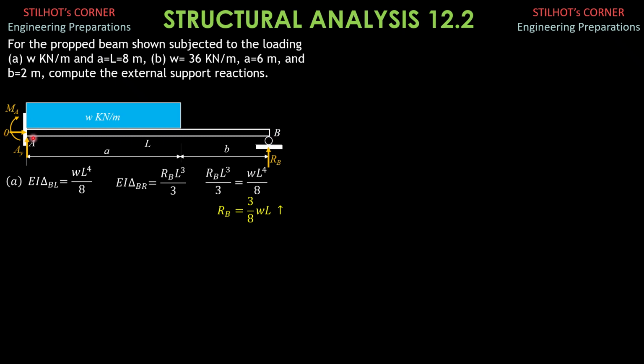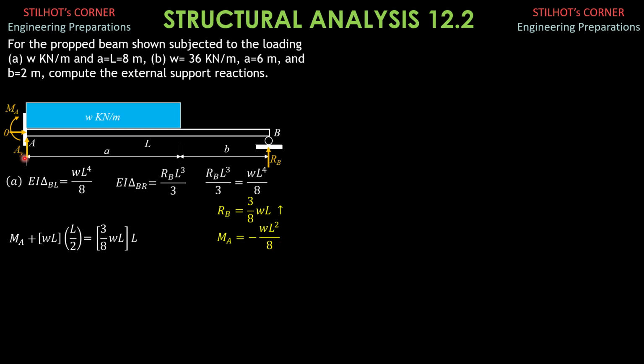Then for MA, we sum up moments about A. So MA plus W times L over 2 equals RB times L. So MA plus W times L over 2 equals RB, which is 3/8 WL, times the moment arm about A, which is L. So 3/8 WL squared minus 1/2 WL squared is negative 1/8 WL squared. So MA is negative WL squared over 8, meaning it is clockwise and negative WL squared over 8.